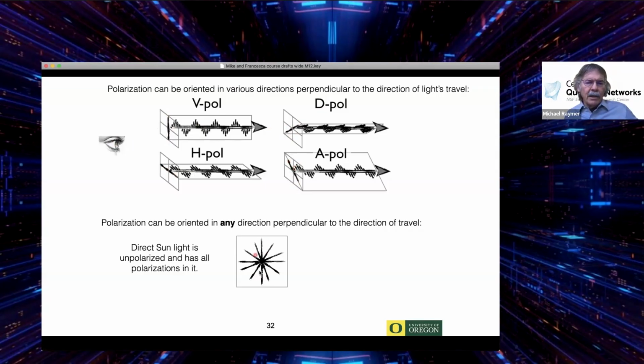And in fact, it could be oscillating in any direction. And in fact, sunlight has light that oscillates in all directions simultaneously. It's a mixture of different oscillations. But we'll normally treat these four different cases as simple examples that we can use to encode information, as you'll see.